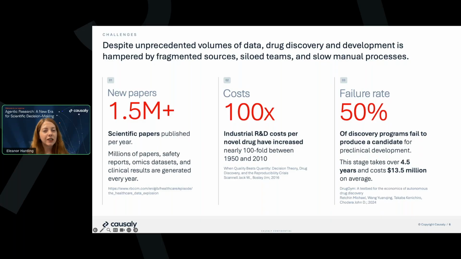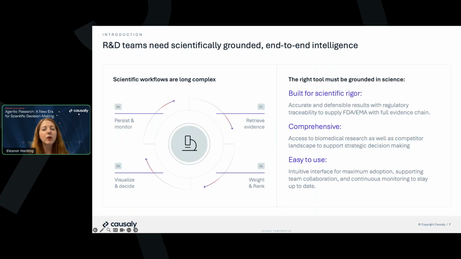So there's a lot of information that's coming in, and we're also seeing that the cost of doing research here is increasing, and we're not necessarily seeing the failure rate changing. So we'd really like to make some progress in this space as well. And we know what R&D teams need is scientifically grounded, end-to-end intelligence, because we know that scientific workflows are long and complex. It's really important to be able to find relevant information and feel confident that it was a very comprehensive search. It's important to be able to surface the insights that matter in the context of a decision, and it's important to come together around these insights to be able to make these decisions together.